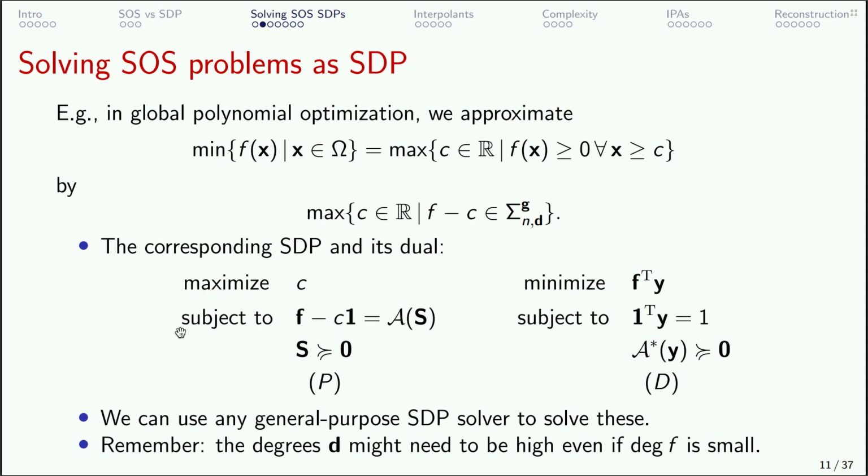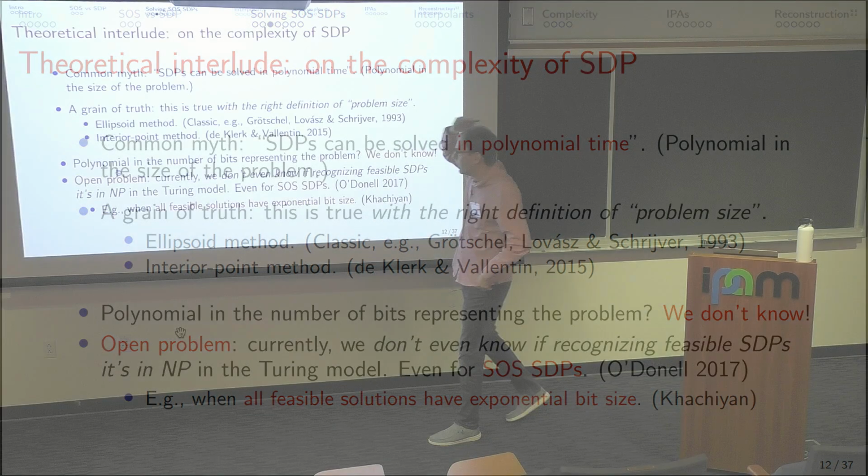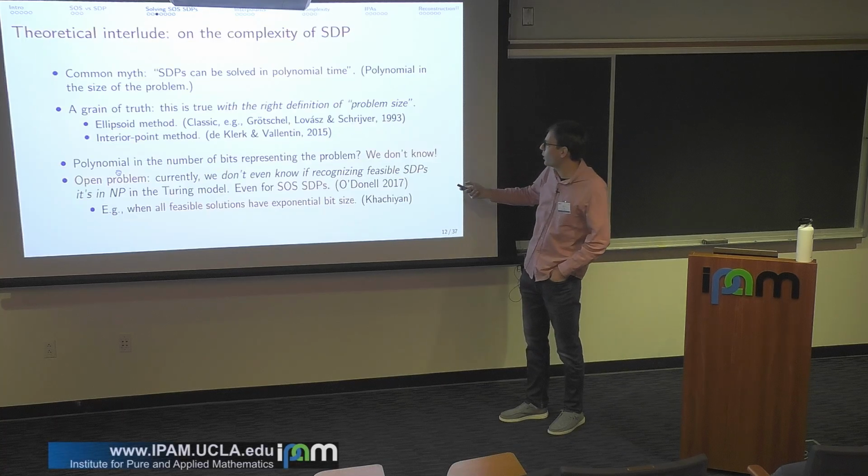If that's the problem data and we are interested in algorithms polynomial in the bit size of that data, then none of the methods that we know for semi-definite programming are polynomial in that bit size. This is true even if we restrict it to just SOS SDPs. Again, I'm not saying it's not true. I should say it's an open problem, right?